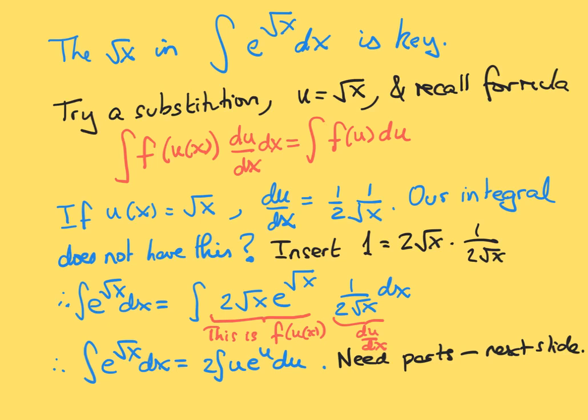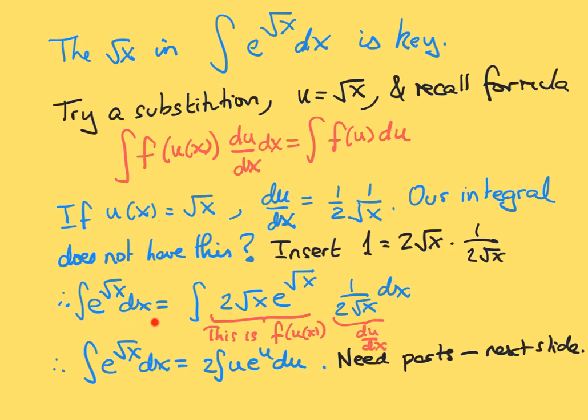So, in our case, u of x is the square root of x. du/dx is a half times 1 over the square root of x. Square root of x is x to the half, the derivative is a half, and then x to the minus a half, which means 1 over the square root of x. So we'd like to have this factor in our integrand, but we don't have it there. But what we can do is insert a factor of 1, and 1 can be this factor, the du/dx that we need, multiplied by its reciprocal.